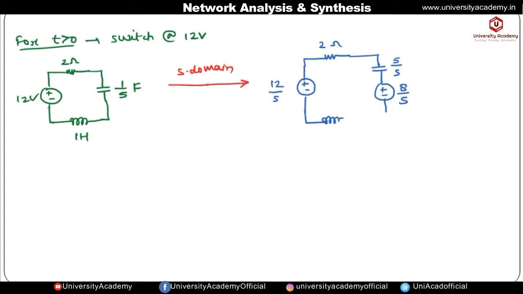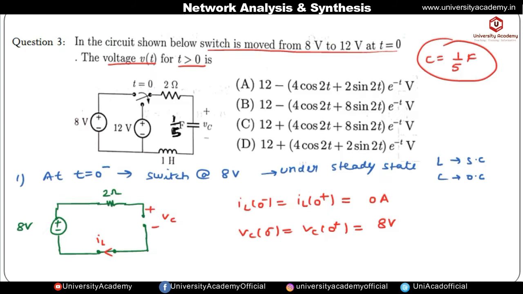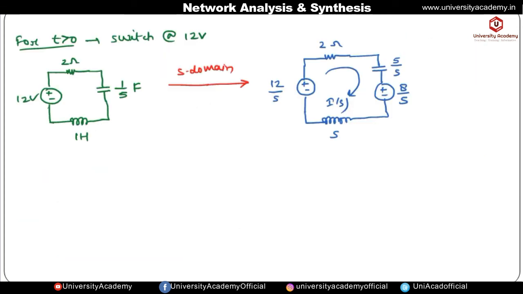The inductor in the S domain is represented by S into L. The L value is 1 henry, so it will simply be S. The current flowing in this circuit is, suppose, I of S. We have to find this I of S expression, because once I of S is calculated, we will find the I of t expression. So let us first find I of S.